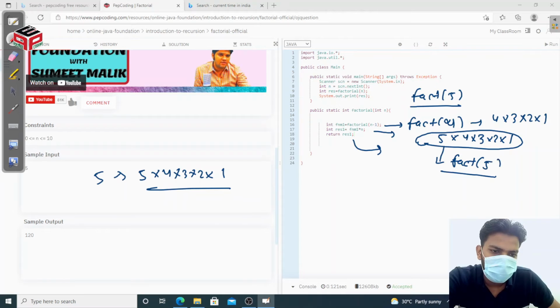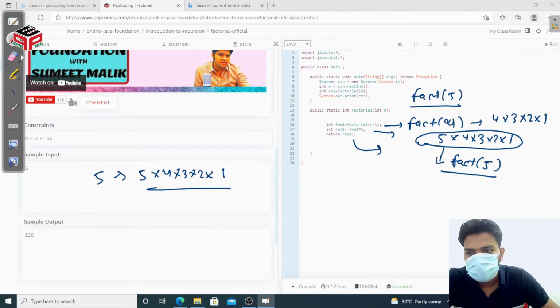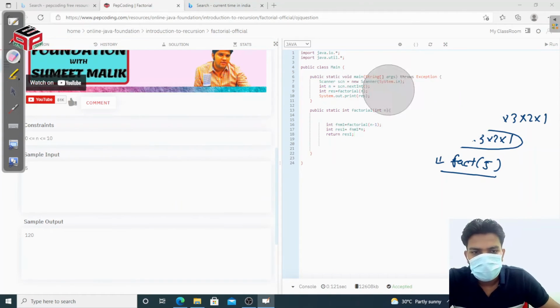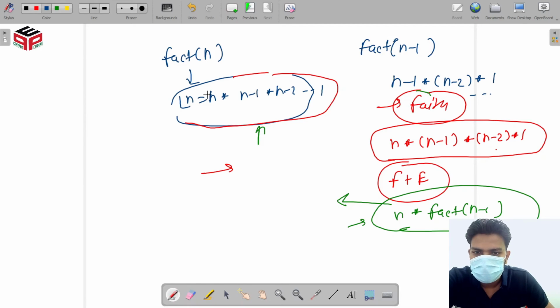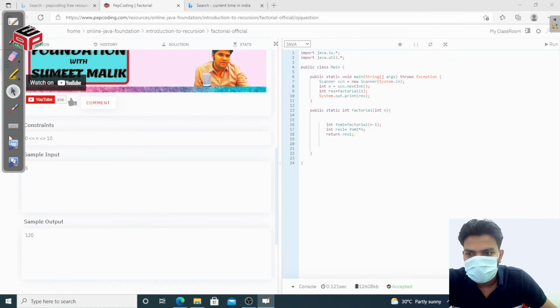Okay, so we return factorial 5. So this is our approach, but we have to just find out what our base condition is, so that we can find out where we have to return. Okay, so we are going to go here and find out where we have to return. Okay, so we have to just crop out our code so that we can figure it out.